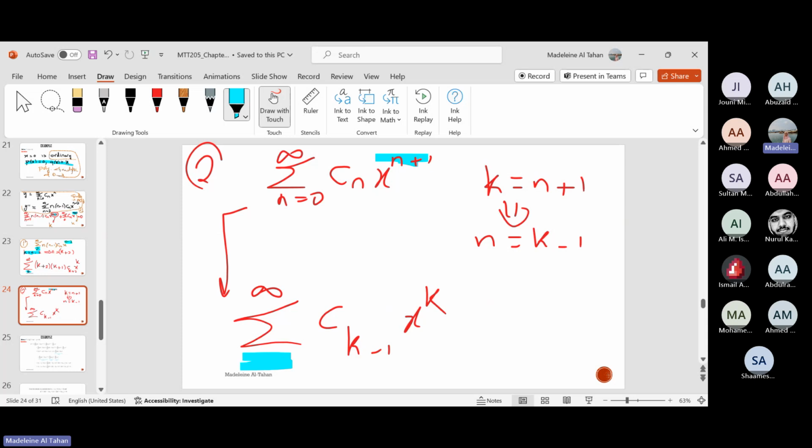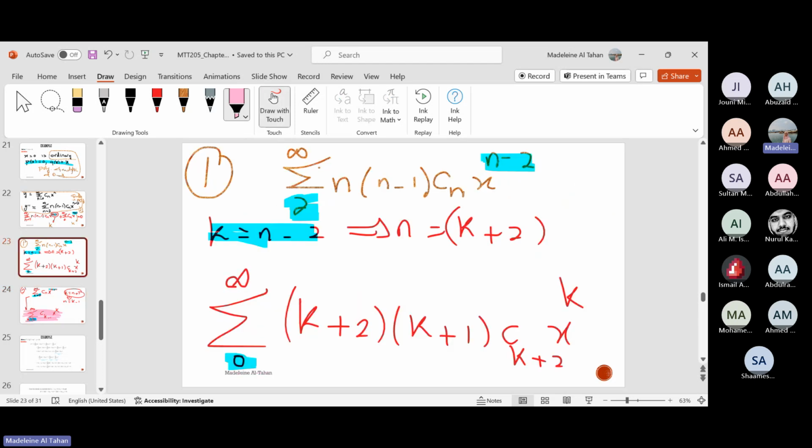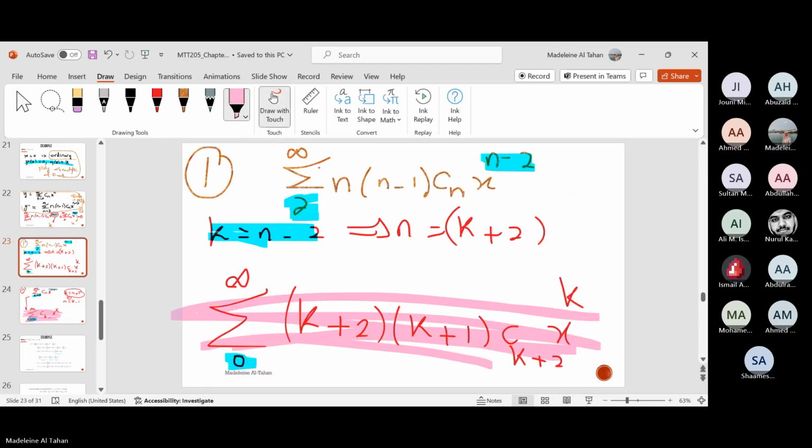Here n equals 0, and k is equal to n plus 1. 0 plus 1 is what? 1. Okay? Any questions? So now, instead of working with the old series, these are the new series that we will work with. This one and this one.